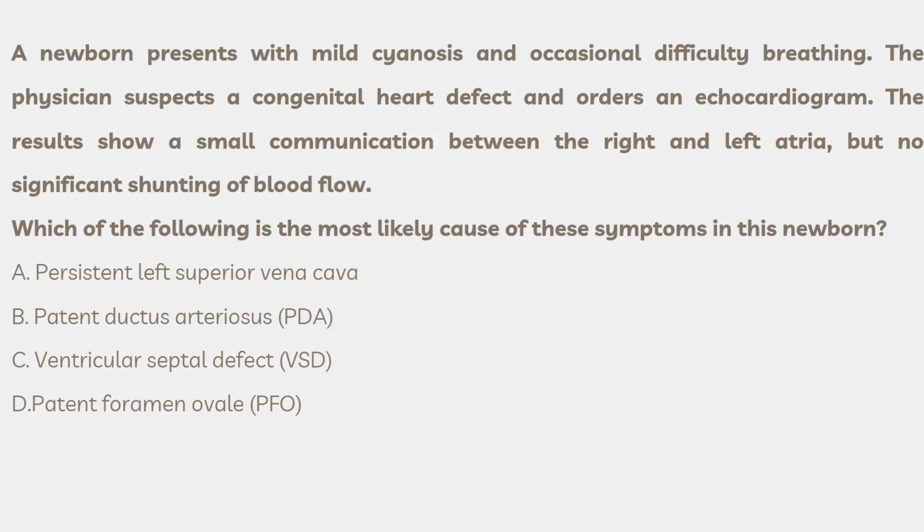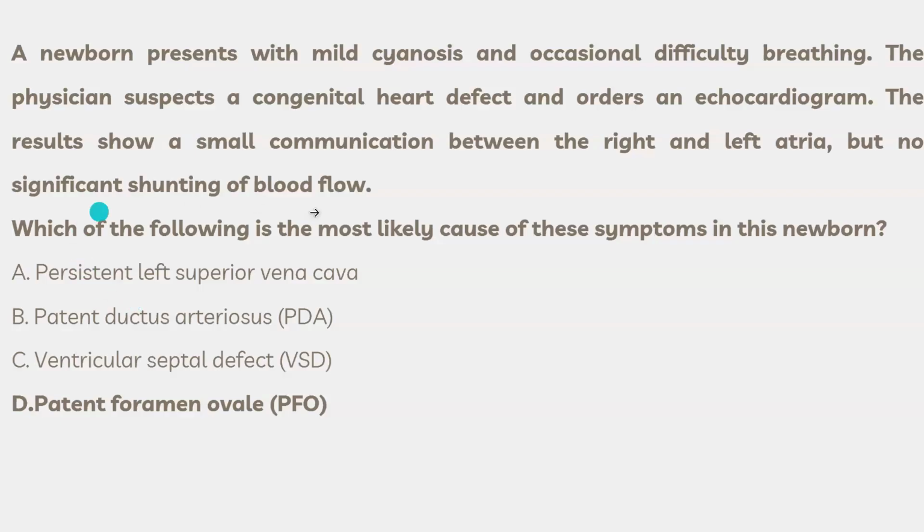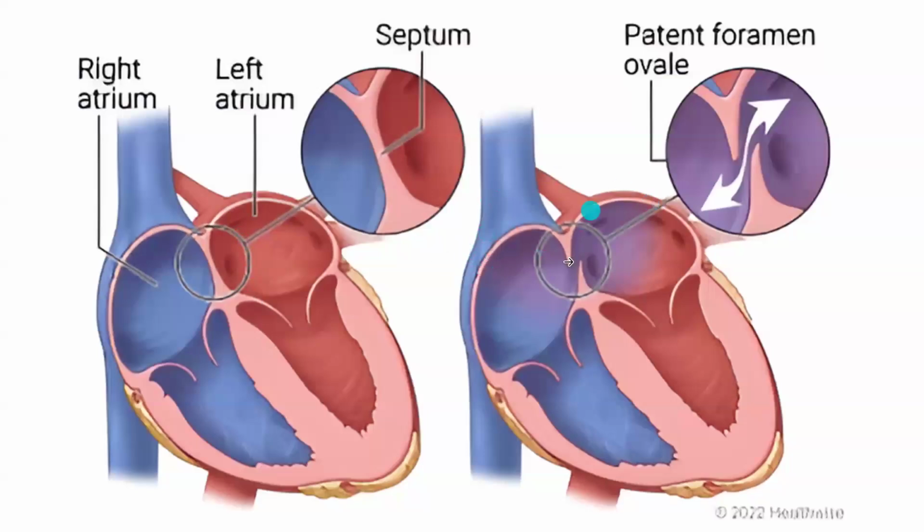Yeah, the answer is indeed D, patent foramen ovale. What gave it away in the question is that it's an open connection between the left and right atria, right here, and it's supposed to close after the baby's born, because the left atrial pressure overcomes the right atrial pressure, forcing these two doors open.